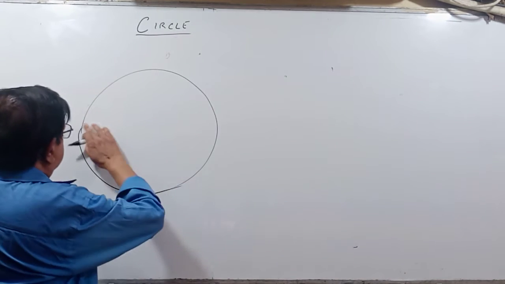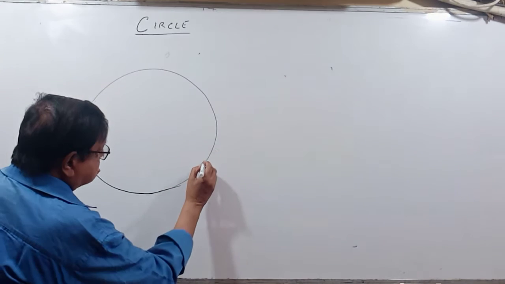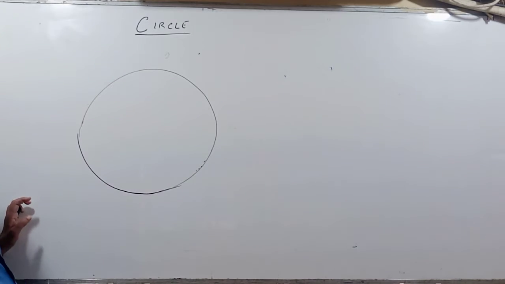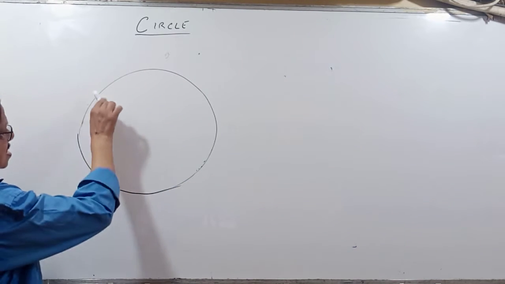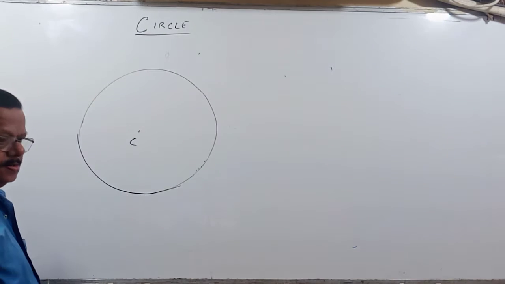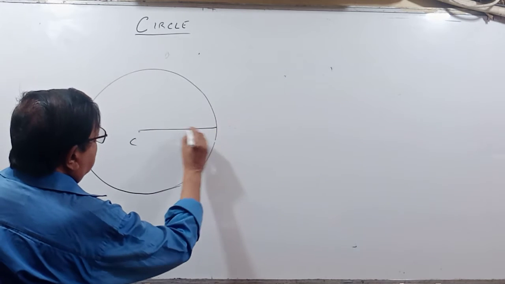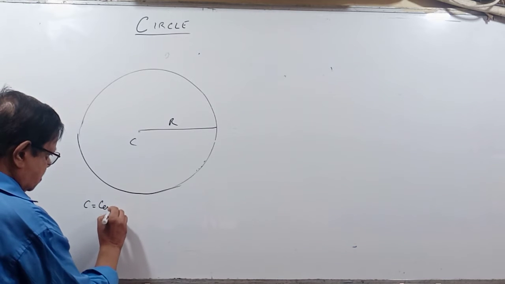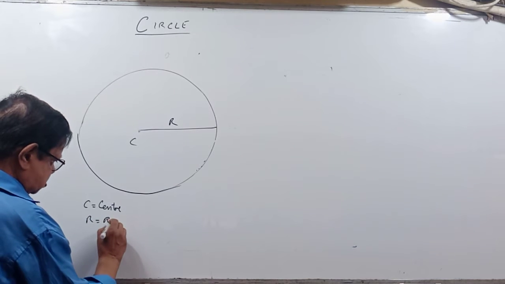This is a circle. When I say circle, this is a circle; here there is no circle, here also there is no circle. Circle is only this. This circumference, that's called the circle. Circle has got a center. C is the center, and this is called radius R. So I let C equal to center and R equal to radius.